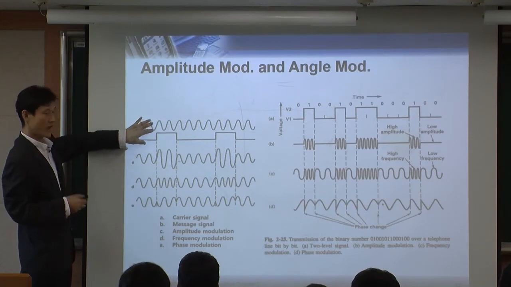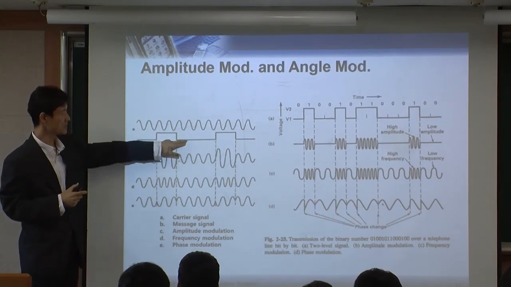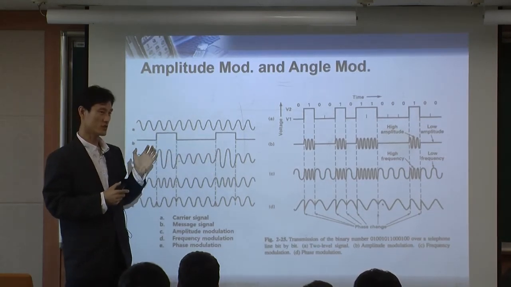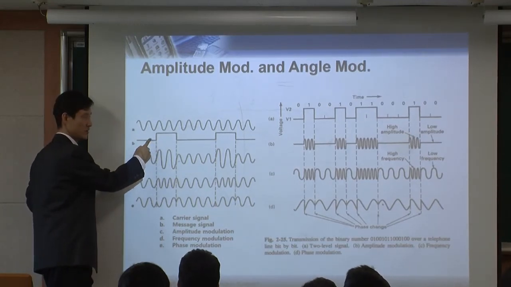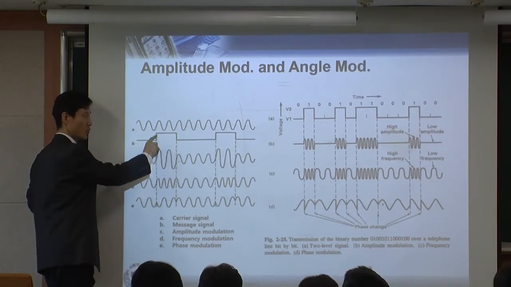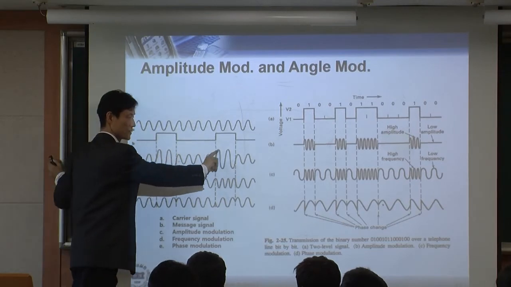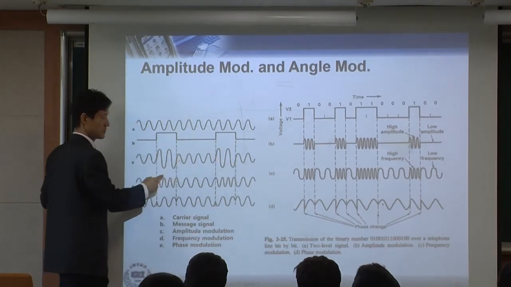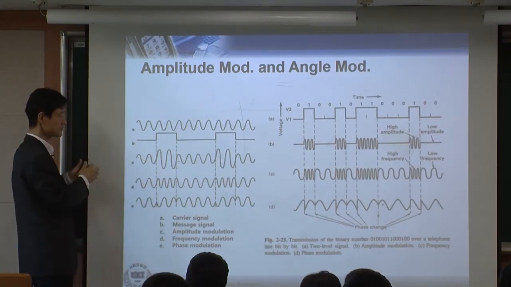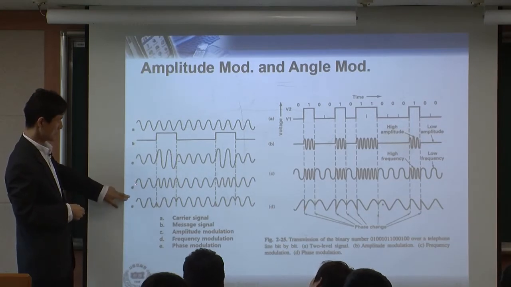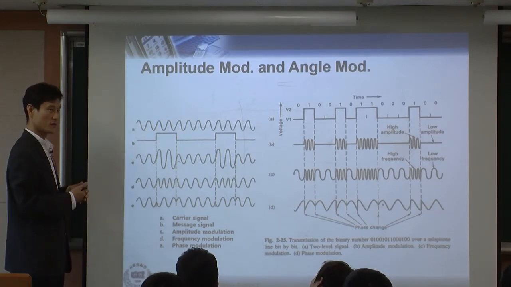Now, when you do amplitude modulation, depending on your message, your amplitude is changed. For example, when you get a 0, you have a small amplitude. When you have a 1, maybe you have a higher amplitude. So your amplitude changes depending on your message. But still the frequency is the same. Okay, frequency is not affected.